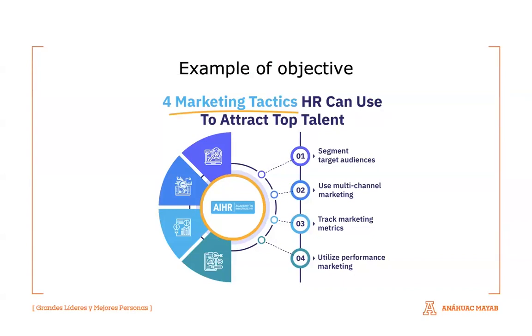As we can see here, if you want to attract employees, maybe you will have to go through several stages, like doing segmentation, using multi-channel marketing, doing the metrics that could help us to evaluate performance, and of course, utilize performance marketing also to do the proper analytics once we have the numbers. So as we can see here, everything is interrelated, okay?